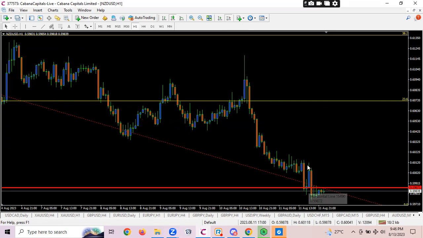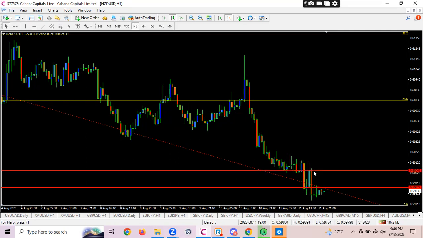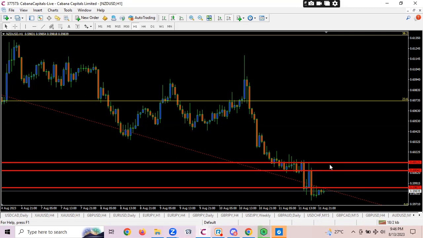We have a resistance here. This is 1 hour time frame. Wait for a 4 hour candle to close above this zone before you consider buying. That's my take on New Zealand USD. Wait for a candle to close above this zone before you consider buying New Zealand USD. Okay, so that's my take on New Zealand USD.